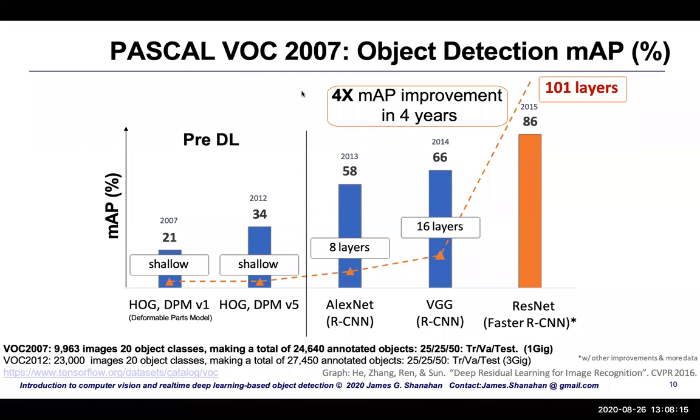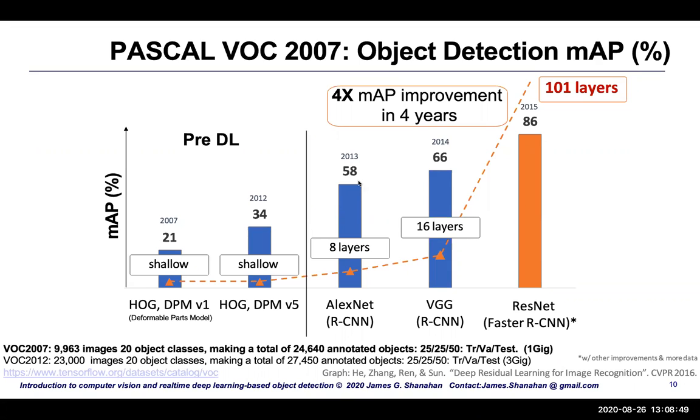So just to give you a sense of the progress, here is a typical benchmark problem that we use in computer vision and in object detection also. The idea here again is to find objects and localize them within images. In the pre-deep learning era, if we were using histogram of oriented gradient approaches, along with some machine learning techniques, we could get a 21% mean average precision on this 20 class problem.